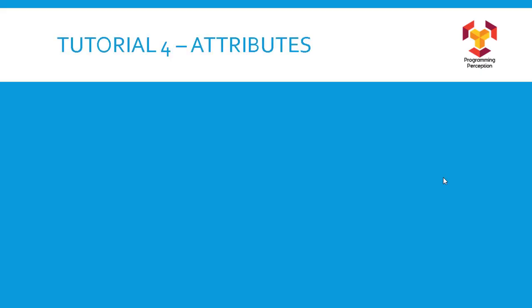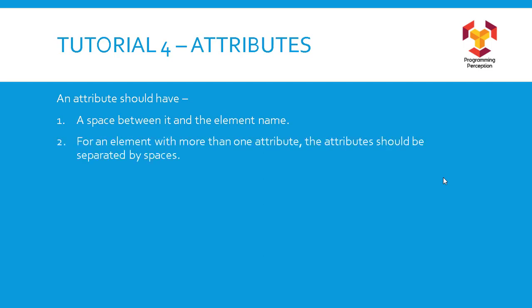Now let's see various things that we have to take care of while creating an attribute. An attribute should have a space between it and the element name. Like the align and the p, there should be a space between them. For an element with more than one attribute, the attributes should be separated by spaces. So if you want to provide more than one attribute in a single element, definitely you can do that, but those attributes should be separated by spaces.